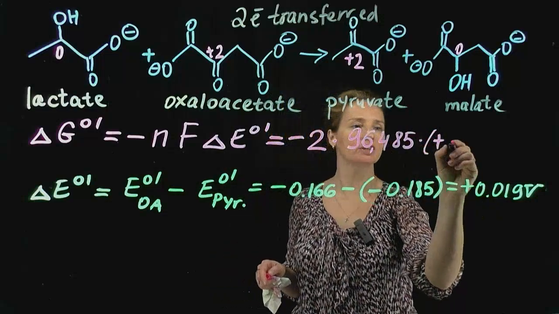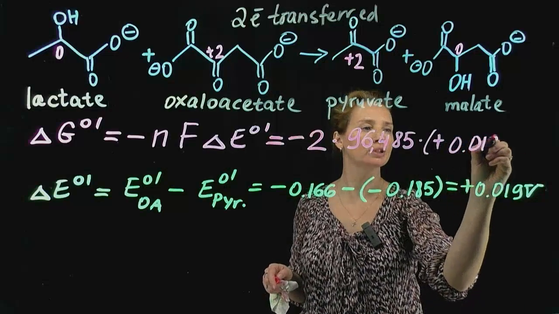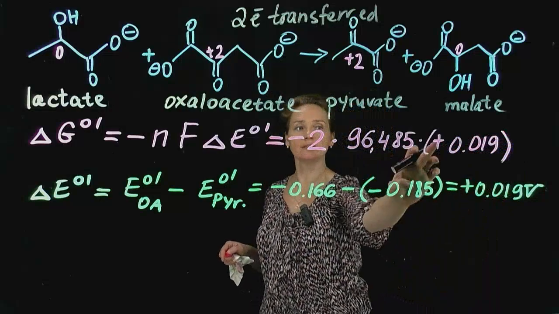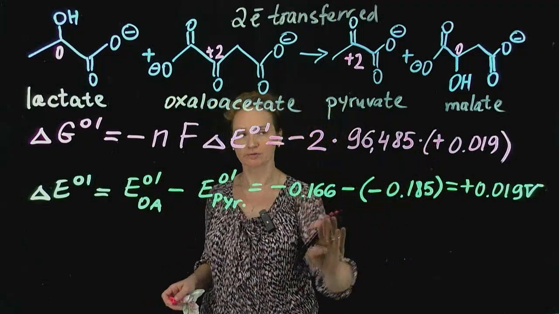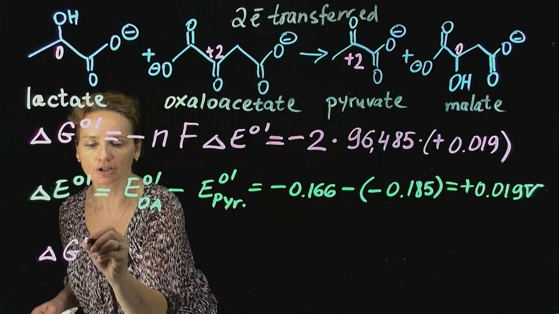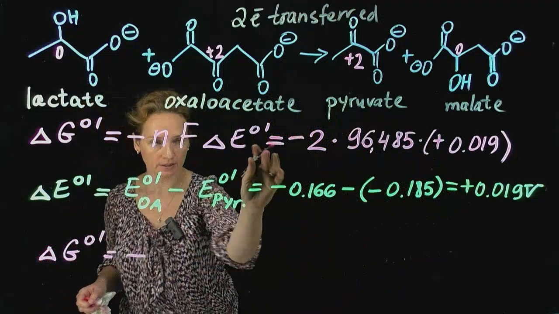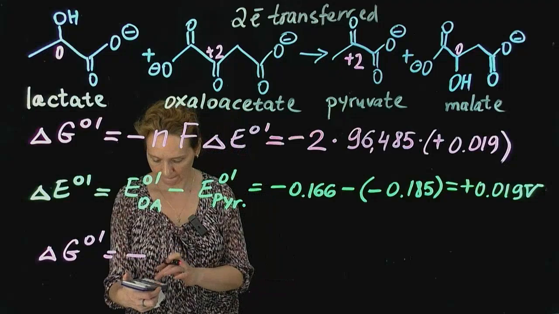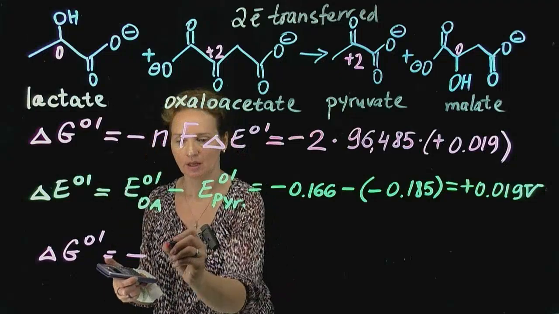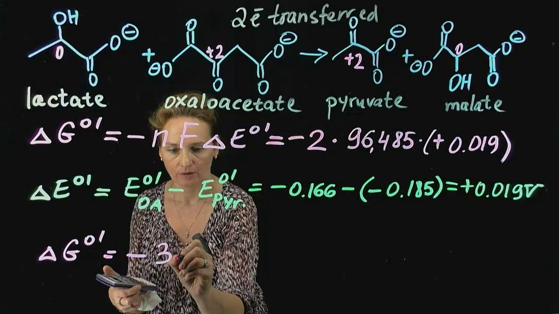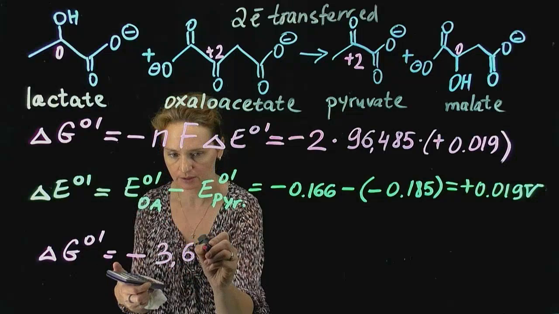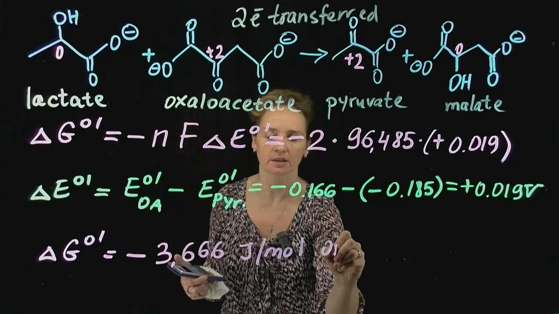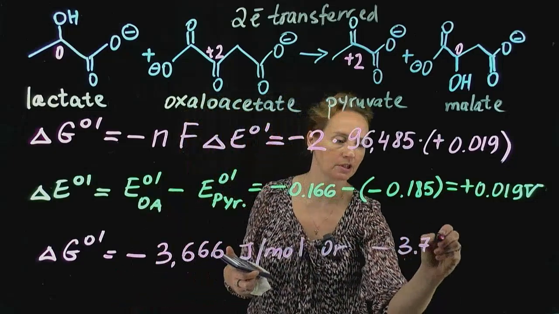And I'll keep this plus just to emphasize that sometimes it's important to double check the sign, because sometimes you forget that it's negative and forget to put it here. But in this case, it's positive, right? So as a result, our free energy change will be equal to minus, and now I'm going to calculate the value, 3,666 joules per mole. Or you can say minus 3.7 kilojoules per mole.